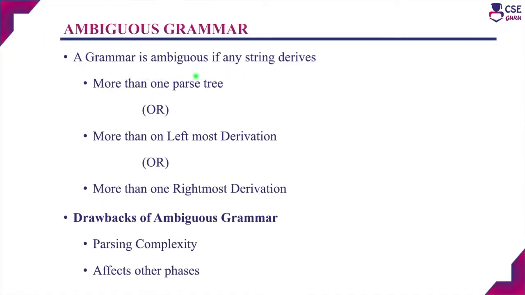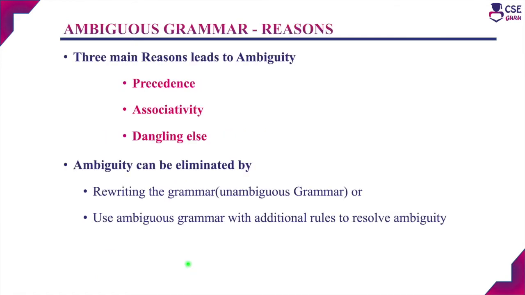A grammar is said to be ambiguous if for any string it derives more than one parse tree or more than one leftmost derivation or more than one rightmost derivation. The drawbacks of ambiguous grammar are that it will create parsing complexity and affect the other phases of the compiler. There are three main reasons for ambiguity: one is operator precedence rule, then associativity rule, and dangling else.